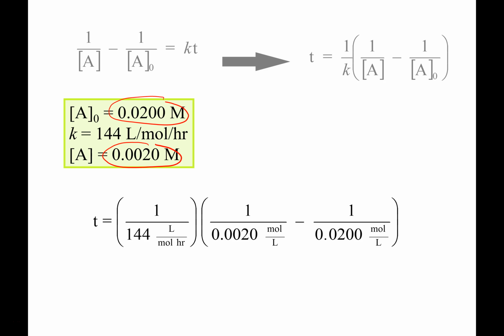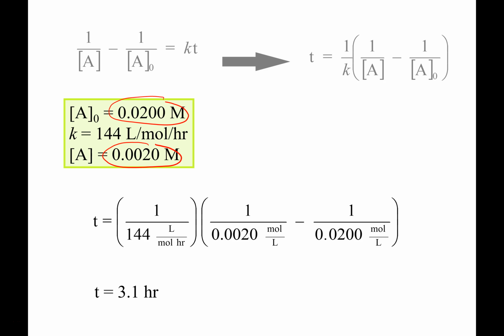Okay. So time is equal to the inverse of k, 1 over 144 liters per mole per hour, times this quantity: the inverse of the molar concentration in question, the inverse of 0.0020 moles per liter, minus the inverse of the initial molar concentration, 0.0200 moles per liter. I have to do this one a couple times to make sure I'm getting my calculator right.